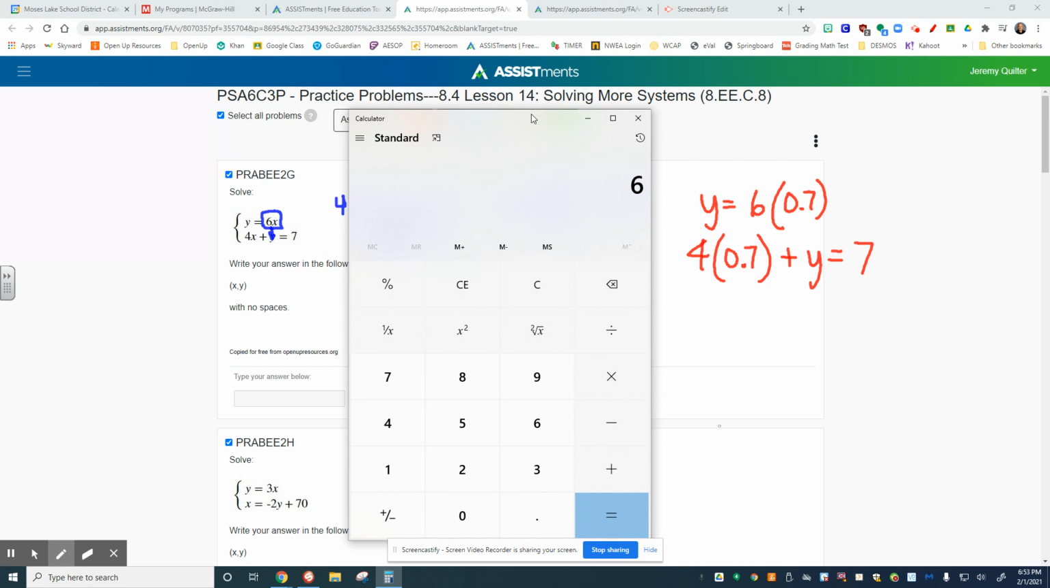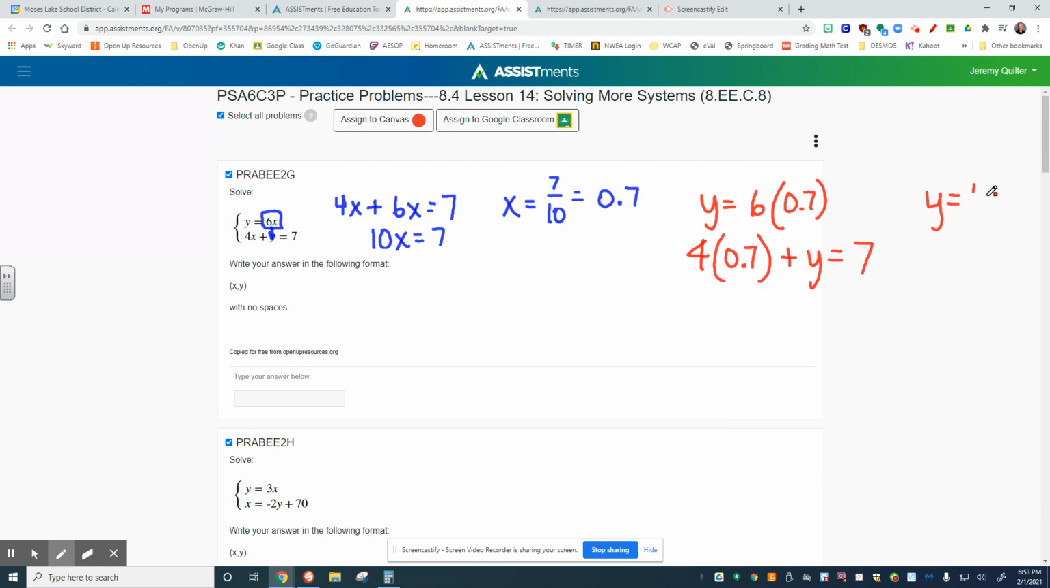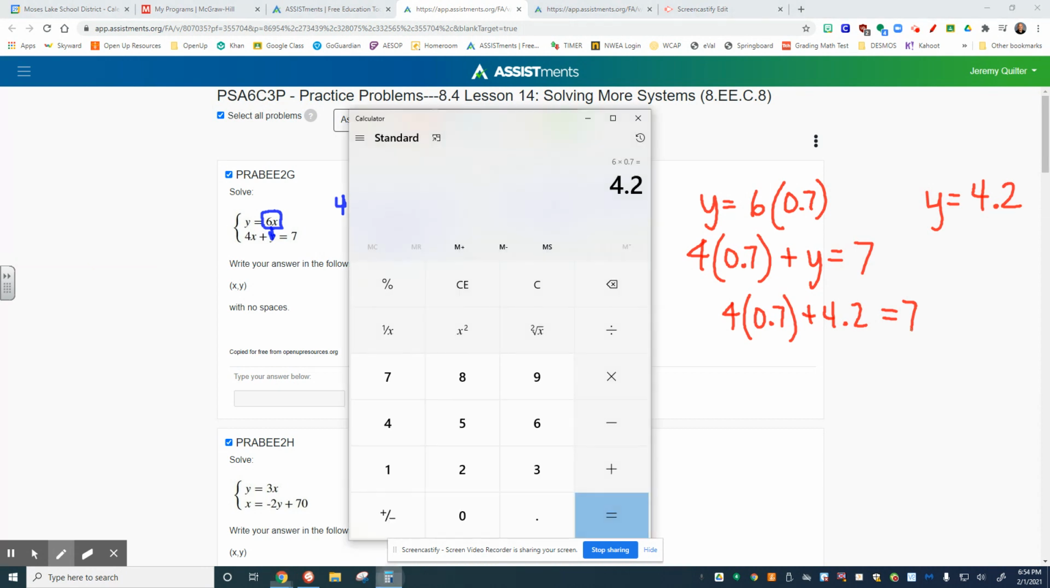So we have 6 times 7/10 is going to be 4 2/10. So when we solve for the other one, we want to make sure that we get 4 2/10. Y is equal to 4 2/10. What I can do is substitute that value of 4 2/10 into this other equation. And if it comes out true when x is 7/10 and y is 4 2/10, if that equals 7, then I know for sure that I have the right solution.